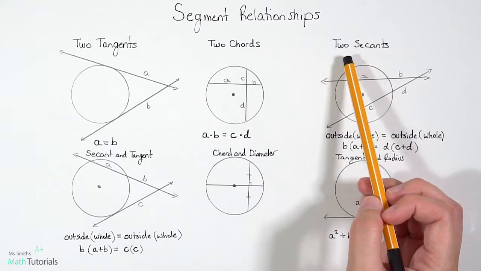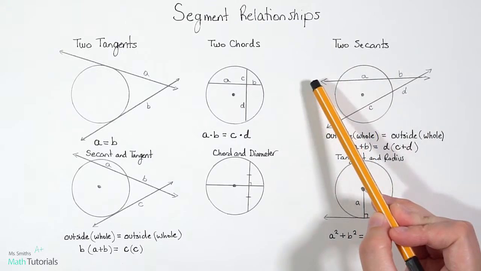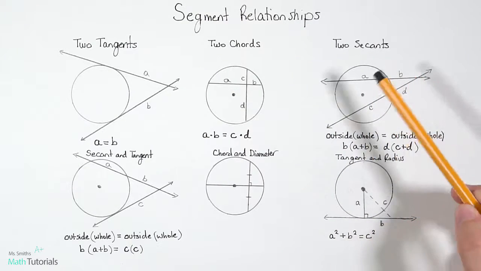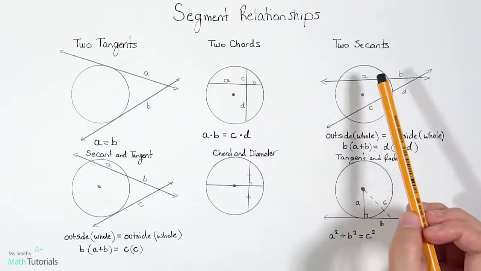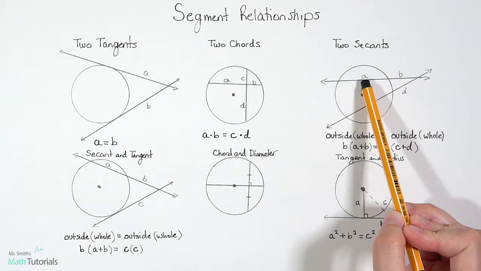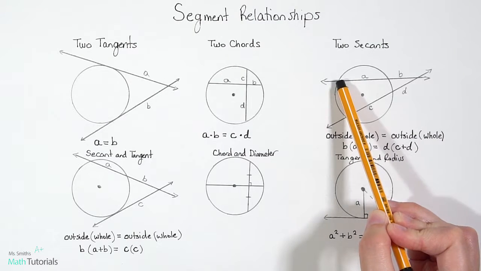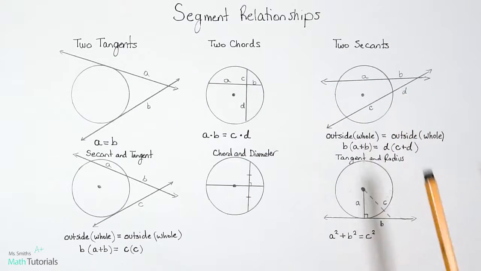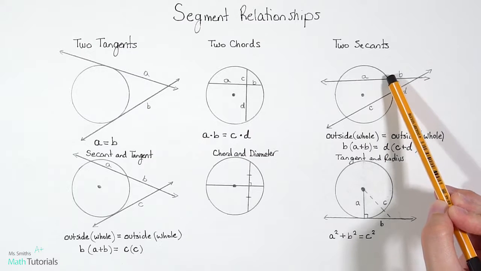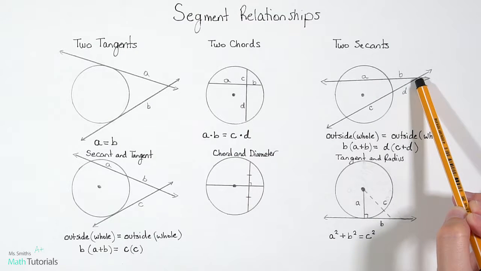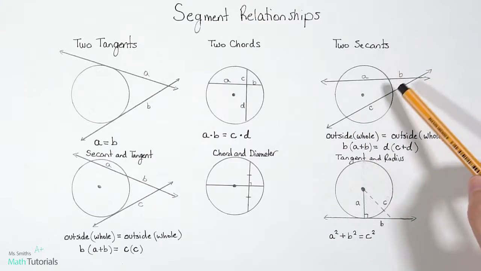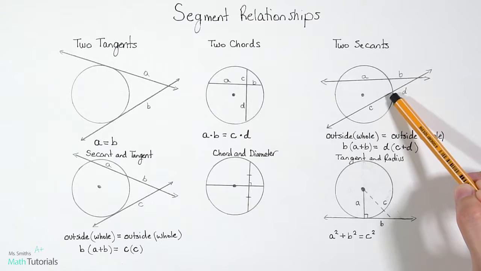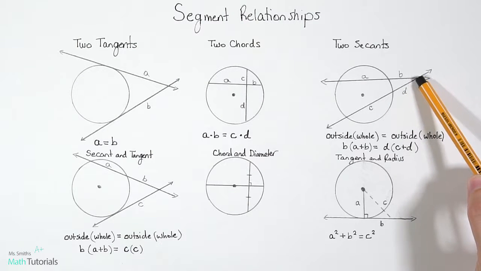The next relationship would be two secants. So notice I have two secants that are cutting through the circle. And for this one, we've created a couple different segments with these secants. So we've got our segment A from here to here. We've got our segment B from where the circle ends to this cross right here. We've got our segment C within the circle, so from here to here. And then we have our segment D, which starts at the end of the circle and ends here at this cross.